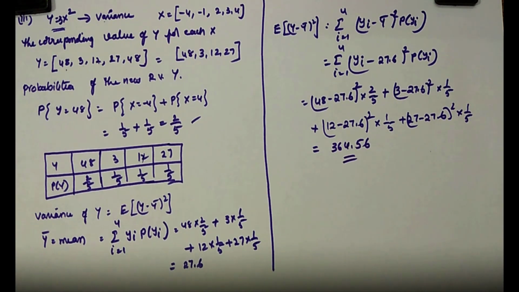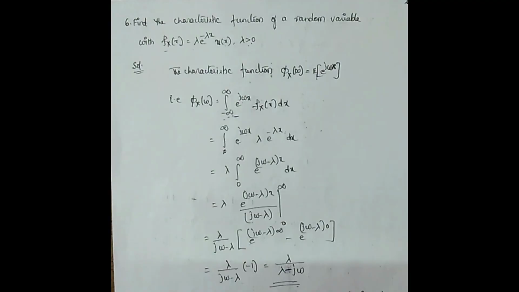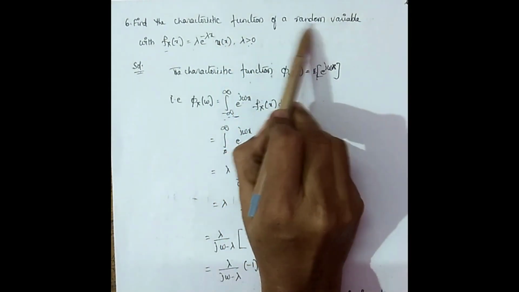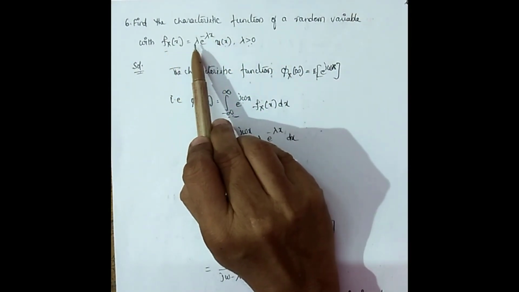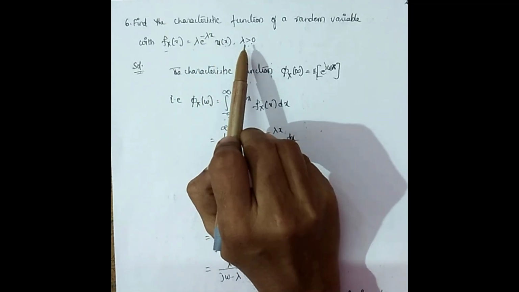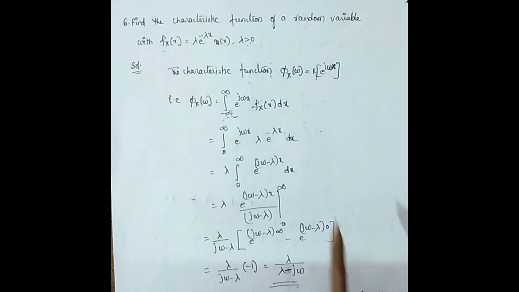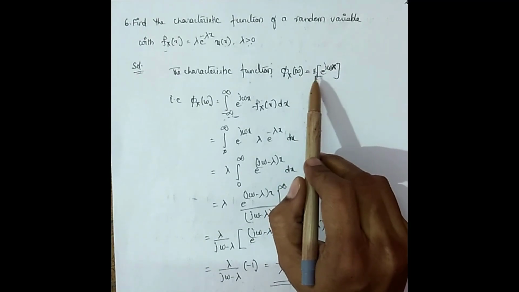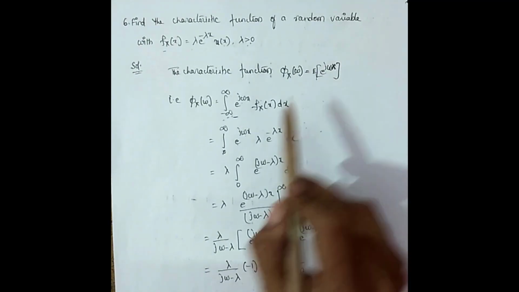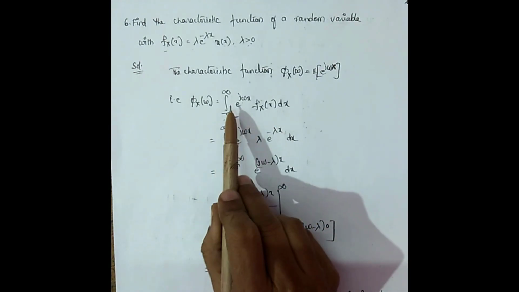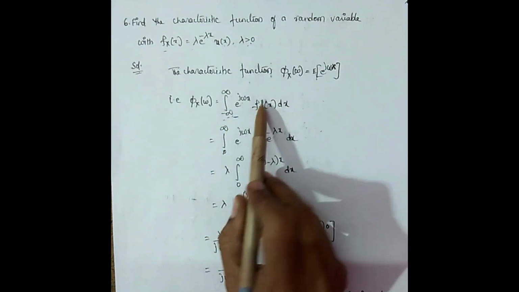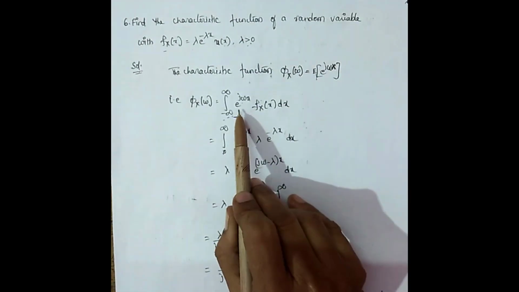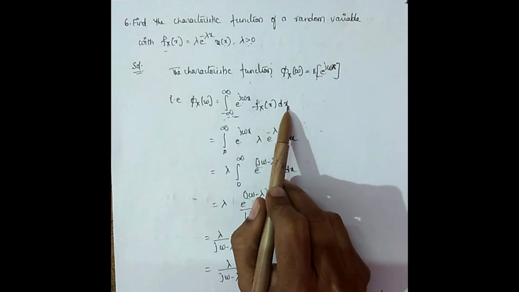So this is the way of finding variance for the new random variable y equal to 3x square. The next problem is: find the characteristic function of a random variable with fx of x equal to lambda e power minus lambda x u of x, where lambda is greater than 0. And we know the characteristic function formula, phi x of omega equal to expectation of e power j omega x. Simply write the equation: integral from minus infinity to infinity, e power j omega x into fx of x dx.